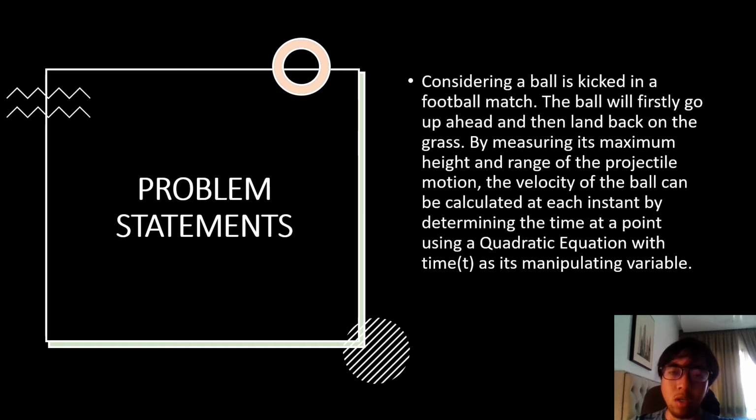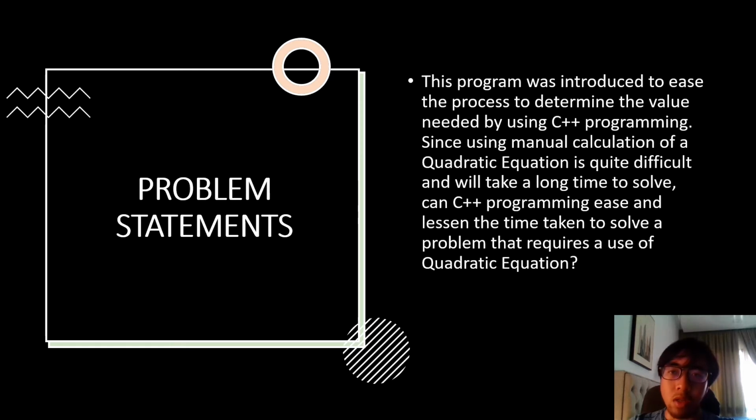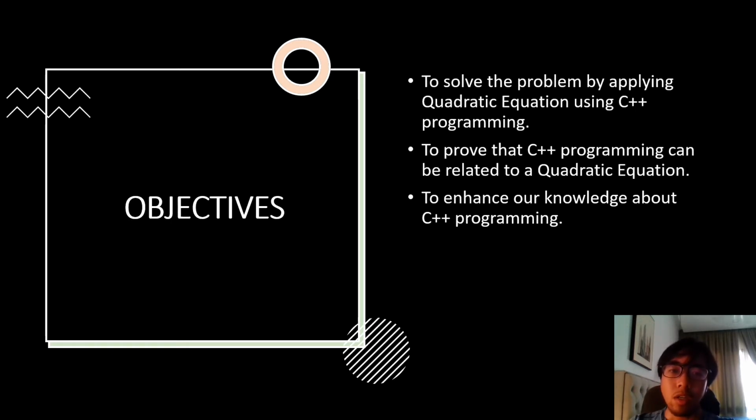However, calculating the time t using a quadratic equation manually will take a long time. Therefore, since C++ programming was introduced to ease the process of determining the values needed, can it reduce the difficulties and the time taken to solve a problem that requires the use of a quadratic equation? The objectives of our group project are firstly to solve the problem by applying the quadratic equation using C++ programming, then to prove that C++ programming can be related to a quadratic equation, and lastly to enhance our knowledge about C++ programming.